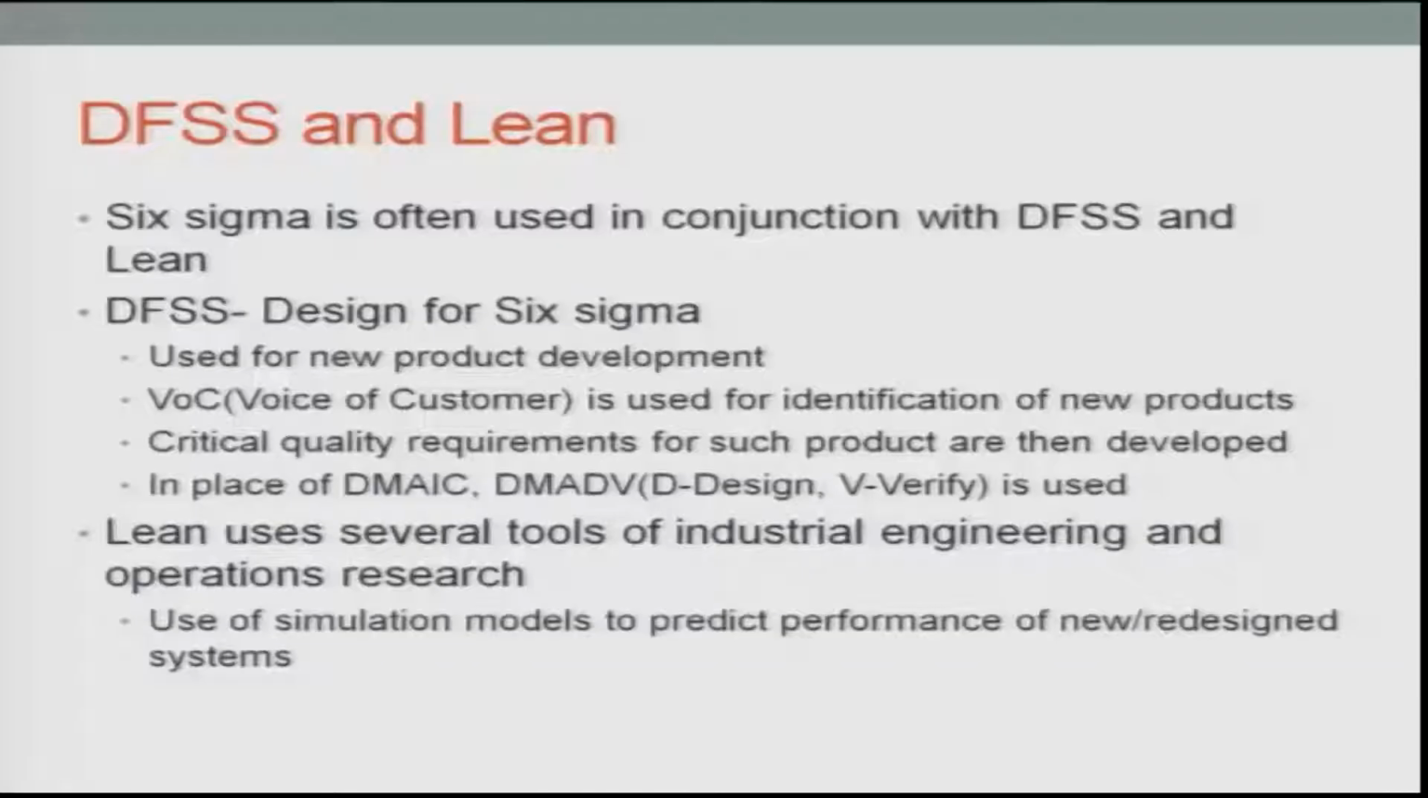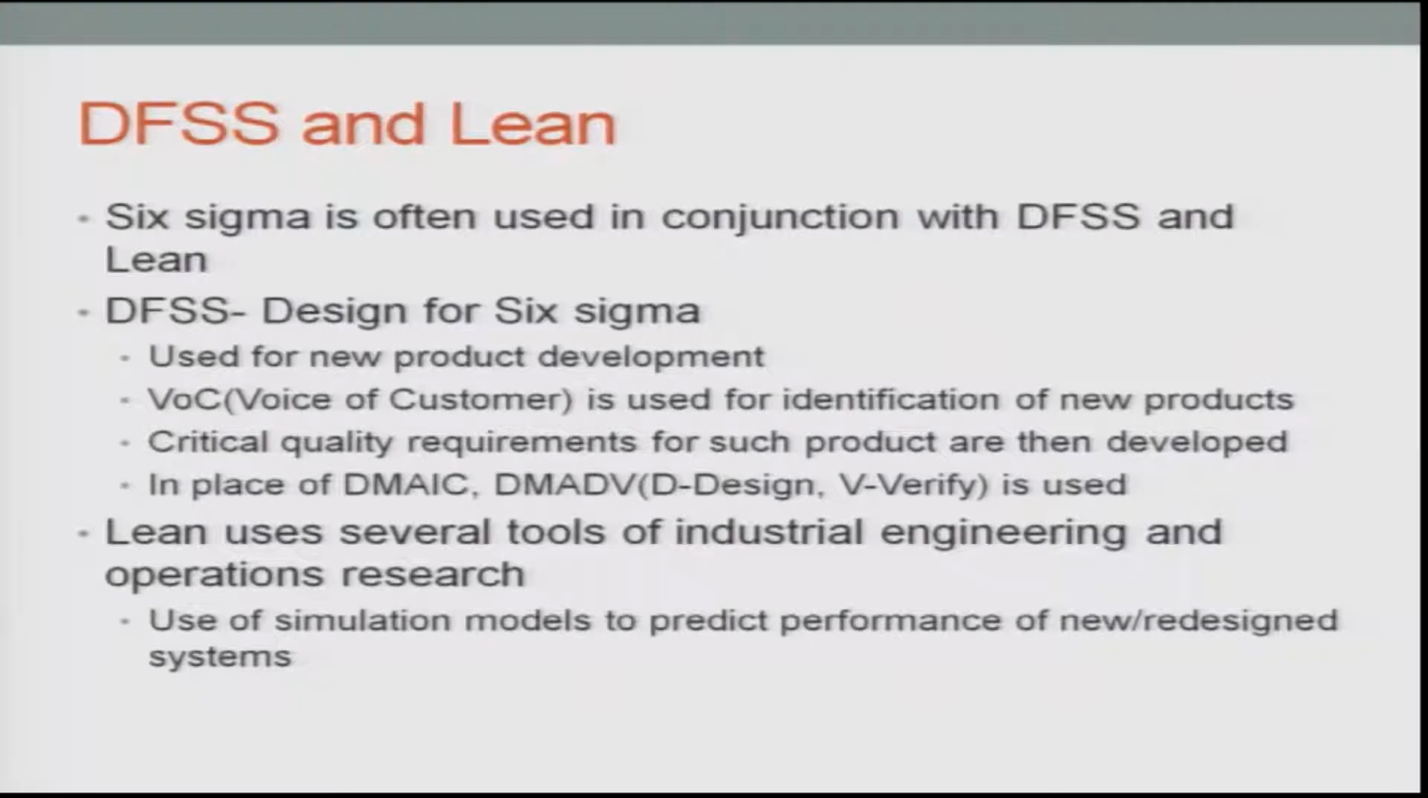Six Sigma is often used in conjunction with the design of the whole production system. So, for DFSS, design for Six Sigma, a new product development concept is used. Voice of customer is used for identification of new products, critical quality requirements for such products are then developed in detail, and the design and verification concepts are used in such a way that any mismatch between the customer requirement and the product being supplied or the services being rendered can be made zero or as low as possible.